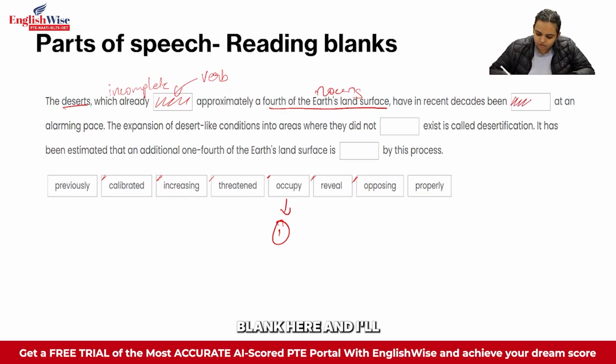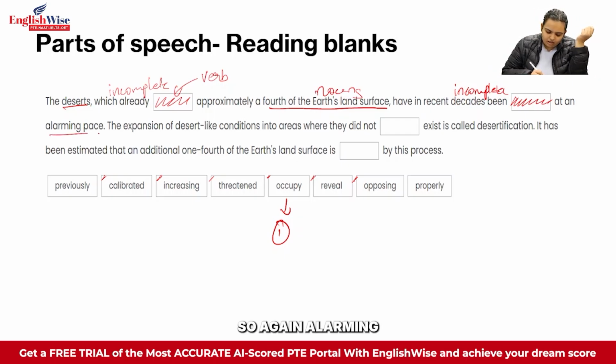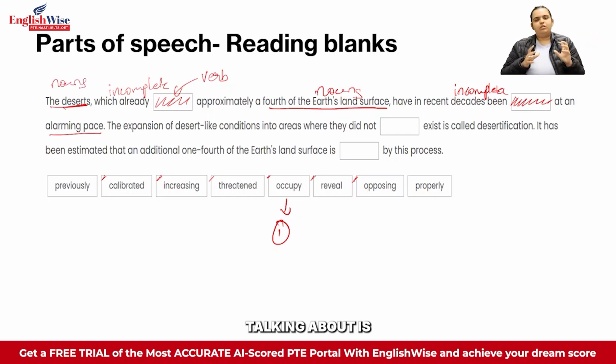Again, I'll read this part of the sentence without the blank. I will ignore this blank and read it: have in recent decades been at an alarming pace. Again, this sentence sounds incomplete to me. So what have they been doing there? Or what is going on over there? This part is not mentioned yet. So either I'll put a noun or a verb over here. Again, alarming pace and deserts, because what we are talking about is the desert.